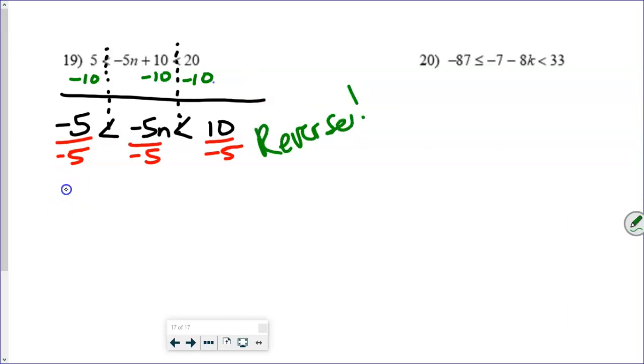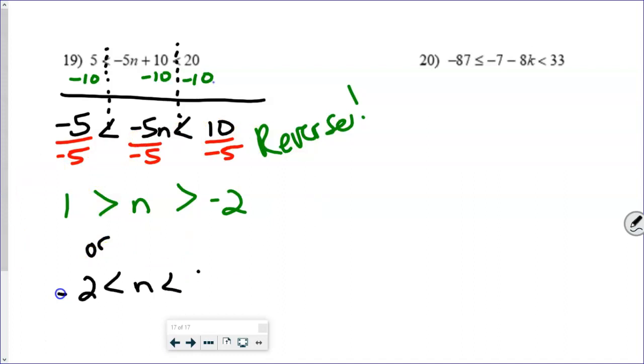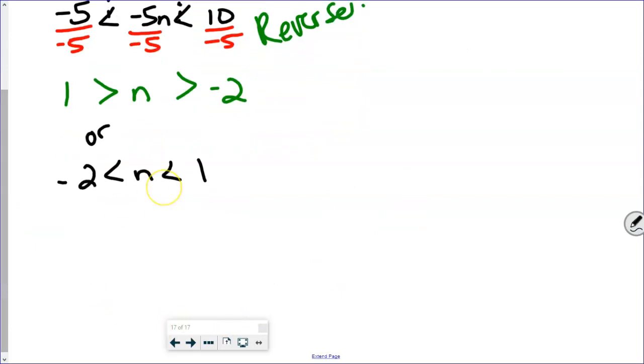So this simplifies to a 1, but now it's going to be 1 is greater than n, which is greater than -2. Now if it bothers you that they're reading in the wrong direction, you could rotate the whole inequality around and say -2 is less than n, which is less than 1. Either way, I like both of those inequalities, but they are right. Sandwich. That's what we call them, sandwich.